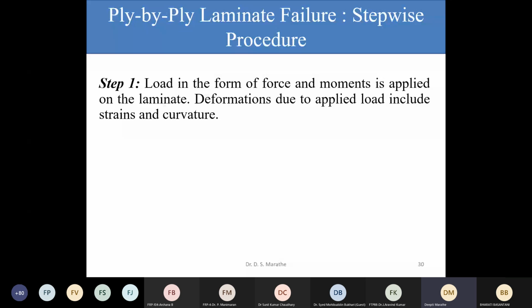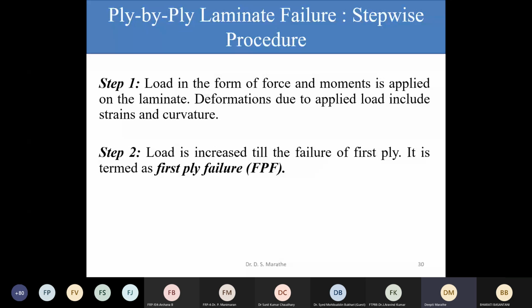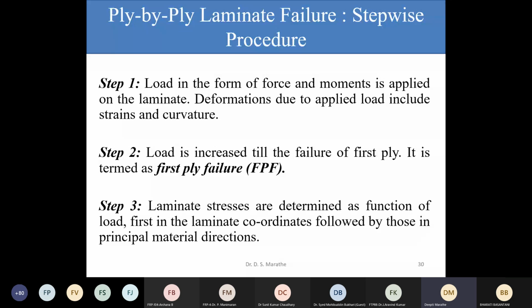Then the load is increased till the first ply is going to fail. So this is termed as first ply failure. Then the laminate stresses are determined as a function of the load, first in the laminate coordinates, followed by those in the principal material directions. This was also covered in the lecture for classical lamination theory.